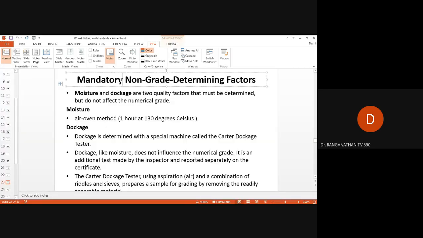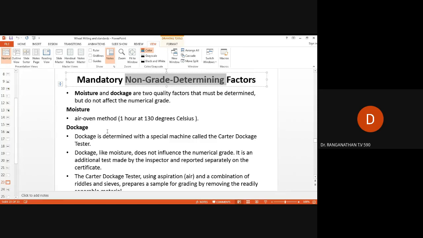You also have something that is mandatory, but does not determine the grade. This is not taken for grade determination. What is it? One is the moisture content. Because if moisture is high, it might lead to greater fungal growth or other deterioration, or it can also induce sprouting. Moisture, if it is quite high, can also lead to other problems. So moisture of the grain is a very important factor.